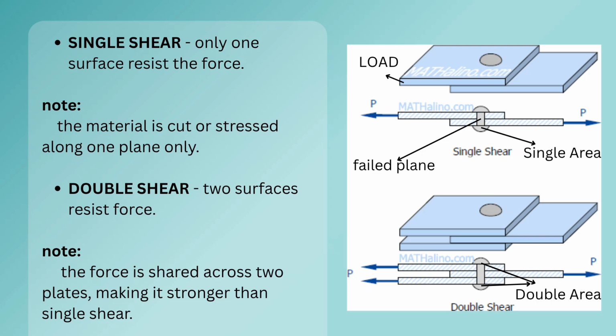These are the two types of shear: the single shear and the double shear. First, the single shear is when only one surface resists the force, or one load path, but more shear at each failure plane. And the double shear is when two surfaces resist the force, or two load paths, but less shear at each failure plane.